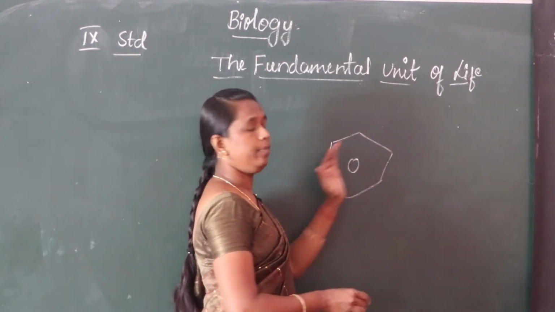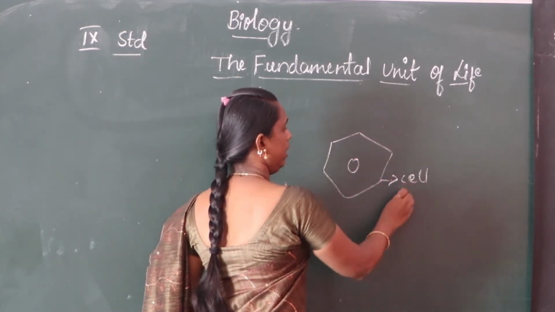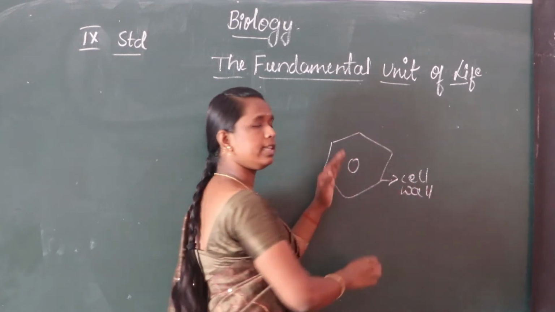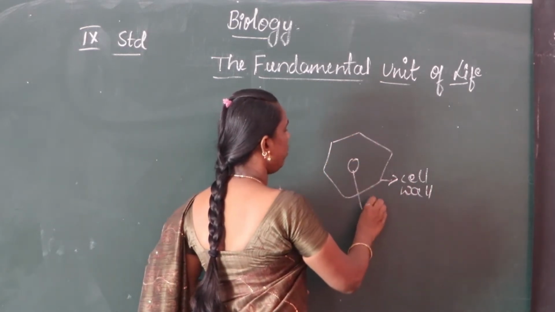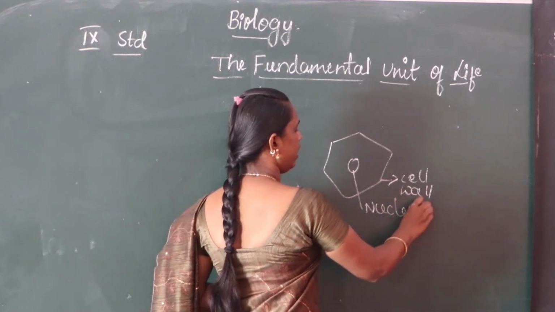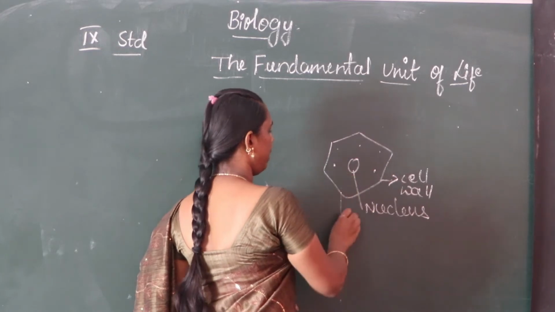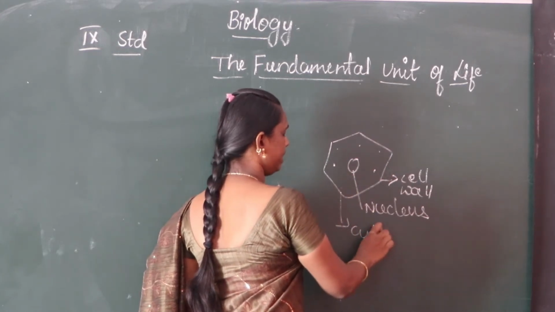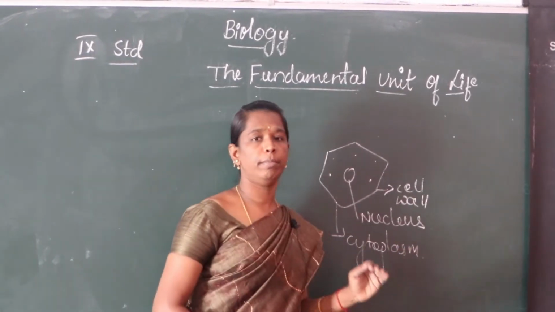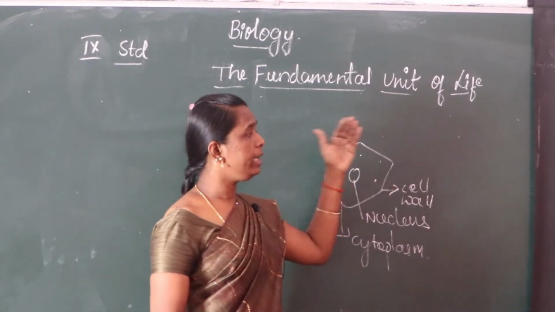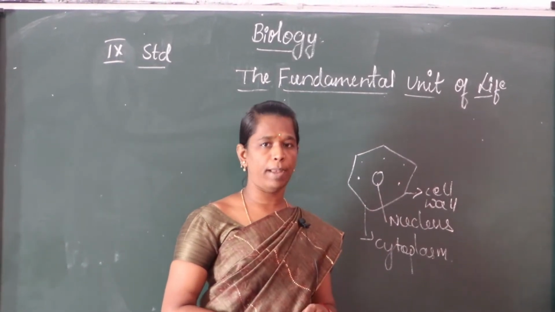In the cell there is a cell wall, and the nucleus is present inside the cell. It may be oval, circular, or spherical in shape, and inside the cell cytoplasm is present. So this is the introduction about the cell, but now we will discuss in more depth the parts of the animal cell and also the plant cell.